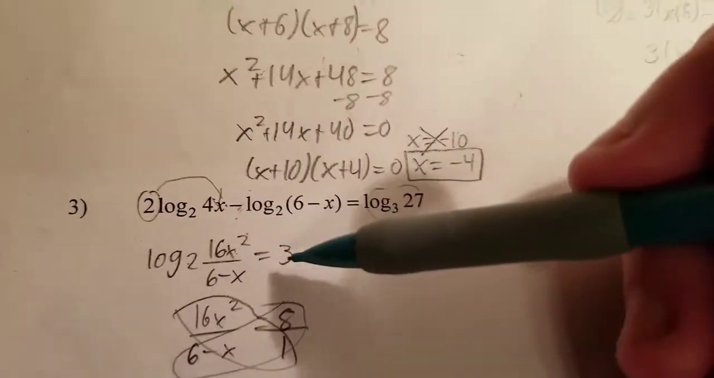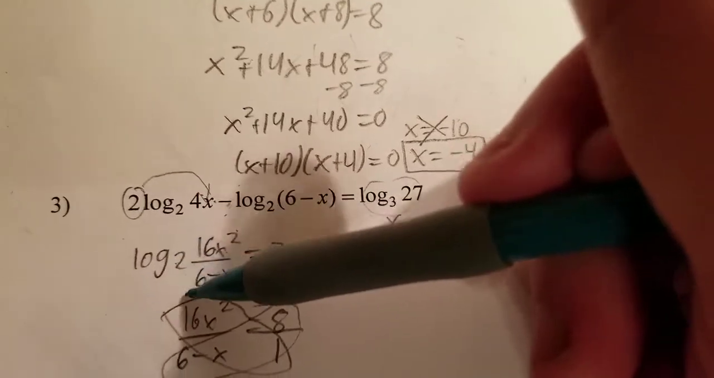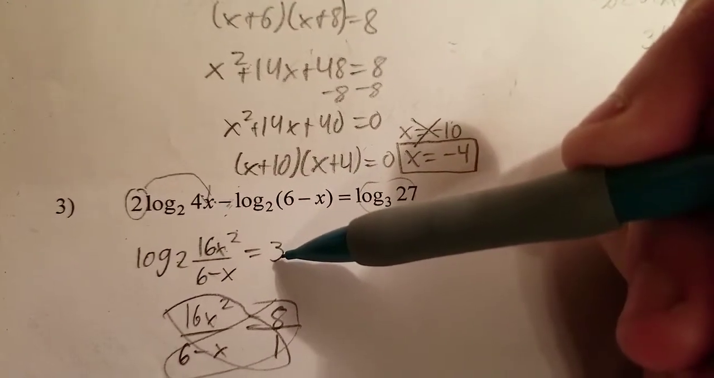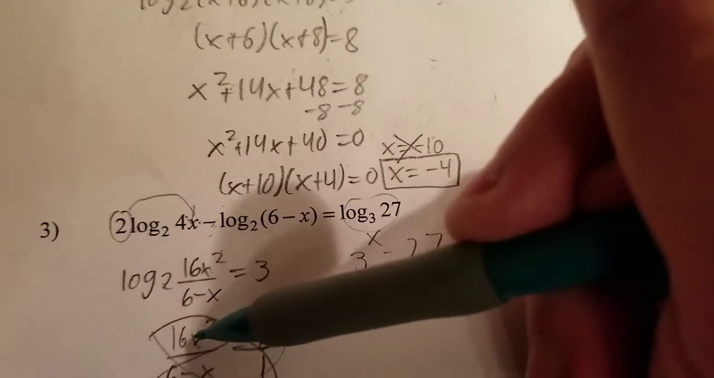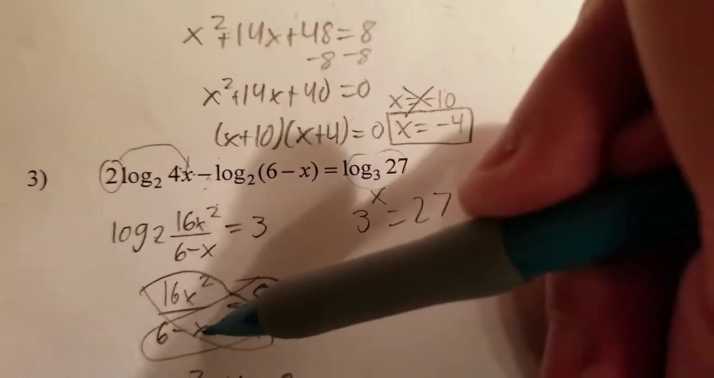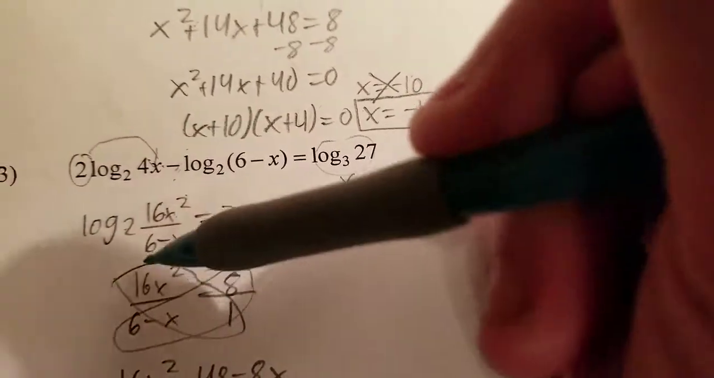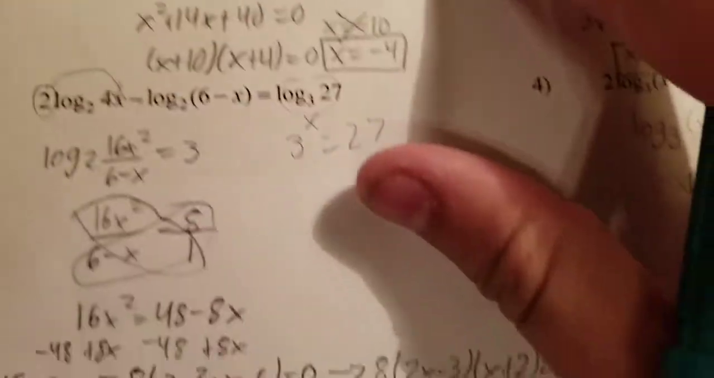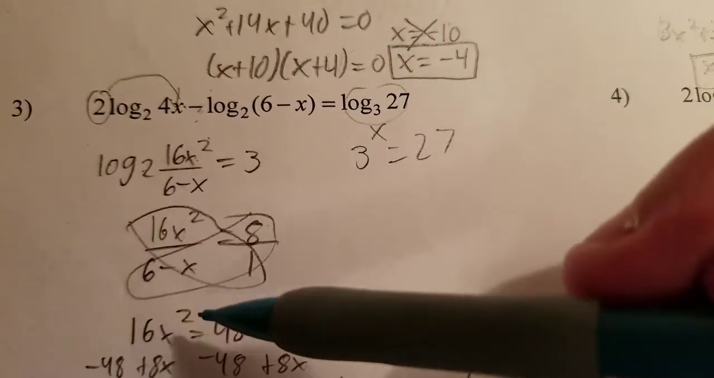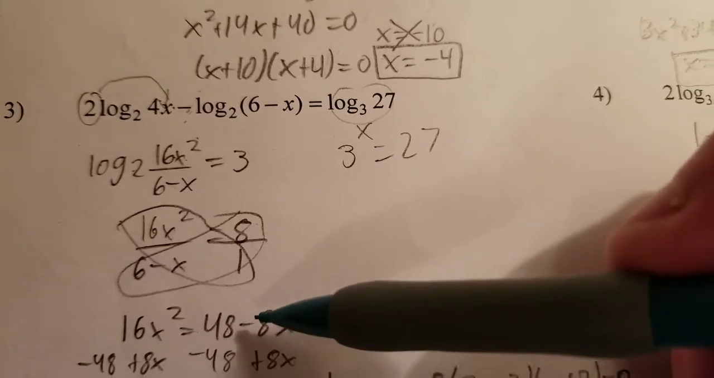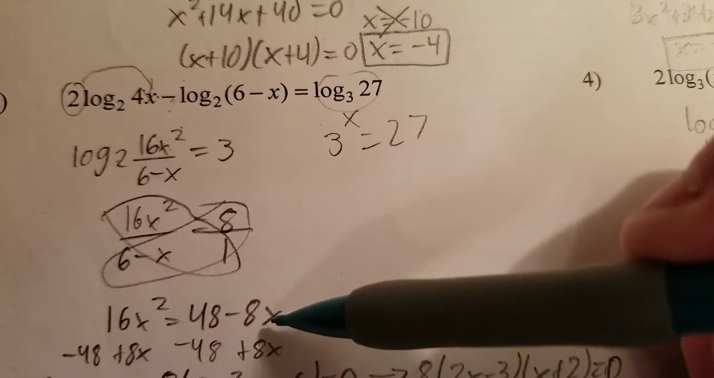And then so you have 3, you bring the 2 over, so 2 times 2 times 2 is 8, 16x squared over 6 minus x, 8 over 1. You just cross multiply. So you get 16x squared equals 48 minus 8x.